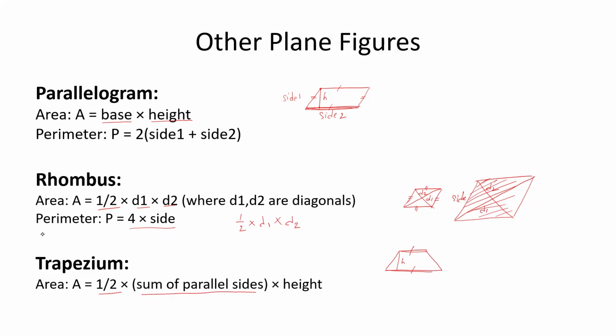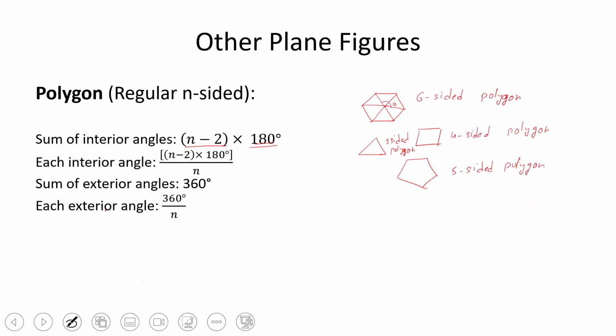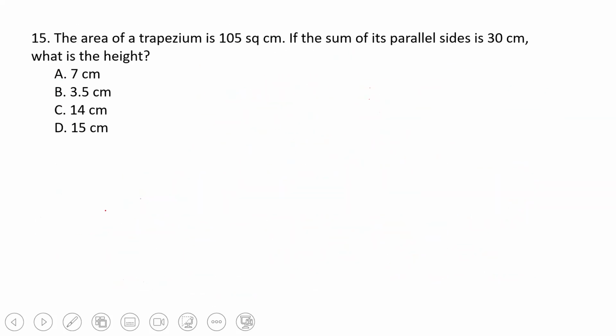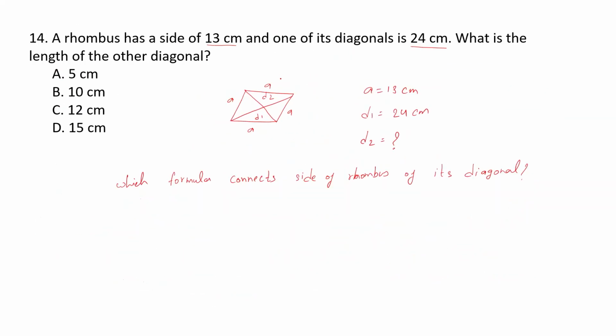So, for rhombus, I forgot to add one formula. Suppose only one diagonal is given, D1, and a side is given. Let me do it when we were solving the problem. Side was given as A, right? So how to compute the other diagonal? D2 is equal to under root of 4A square minus D1 square. This is the formula, so please remember this.